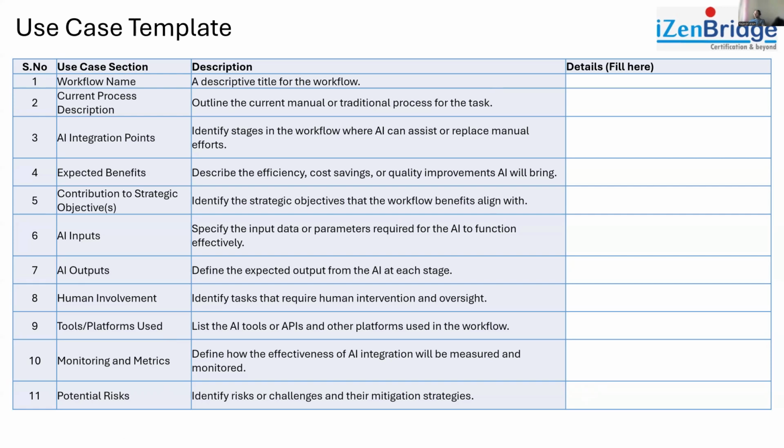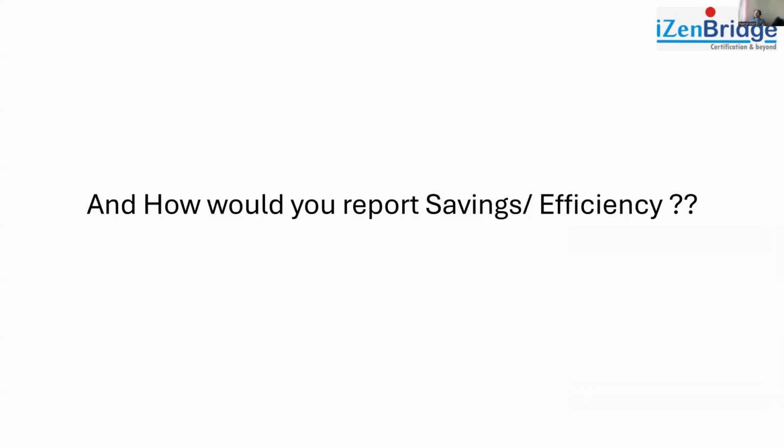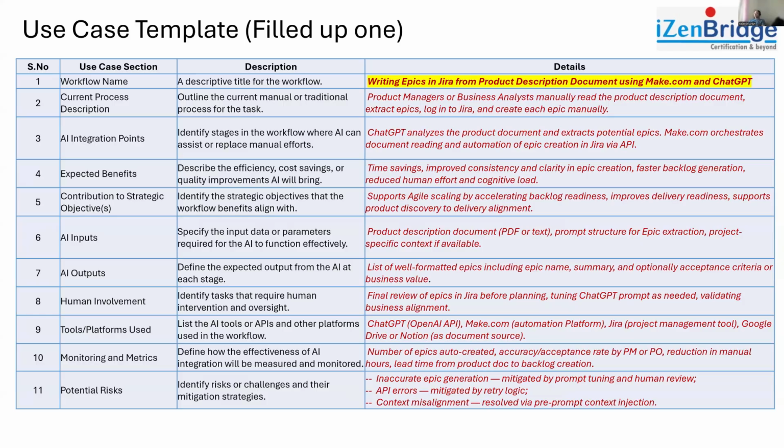As an example, I've given here a filled up template. This is something related to how do you write epics in Jira from a product description document. That's the name of the use case. And then I have given some examples over here of what was the current manual process, how is the AI going to be looped into this workflow, what could be the benefits I'm going to get out of it, and things like that.